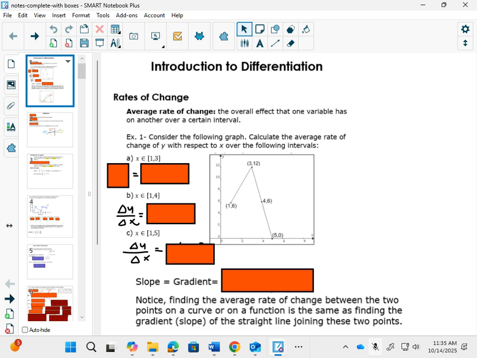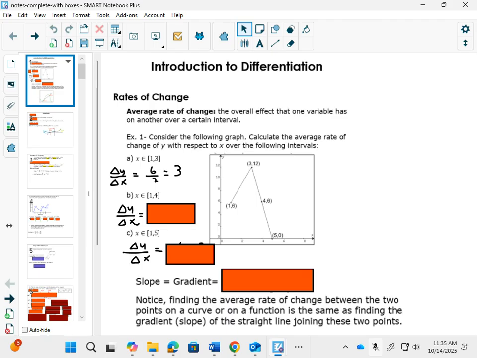So we have the following graph, and we can calculate average rates of change on this domain, from 1 to 3. From 1, you start at 6, you go up to 12. So your change in y is 12, your change in x is 2. And if you take your change in y over your change in x, you'll get an average of 3 over that unit, which is exactly the same as the slope of that line. The slope of that line is 3 from 1 to 3.